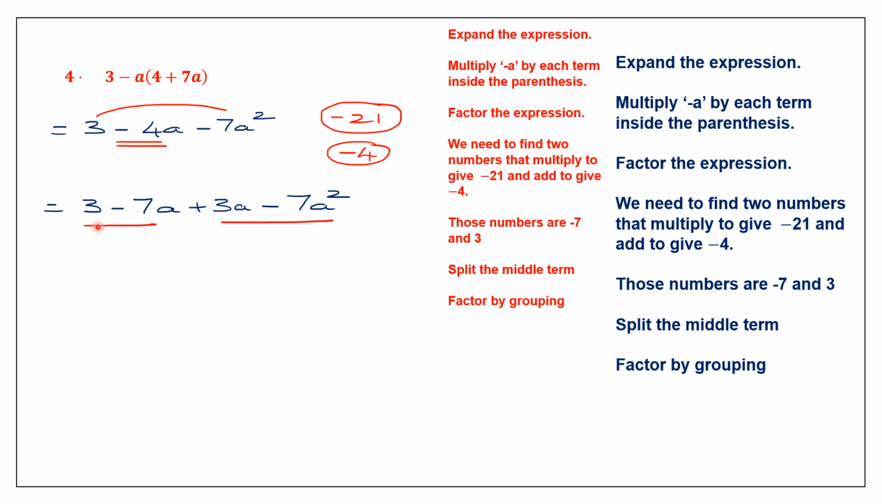3 minus 7a, there's nothing common. So when there's nothing common, we write 1. So 1, and inside we write the same thing, 3 minus 7a. Now let's look at the second group.